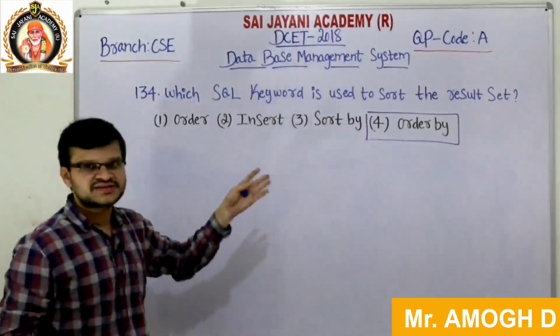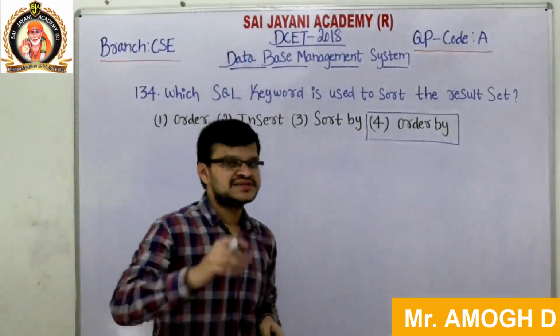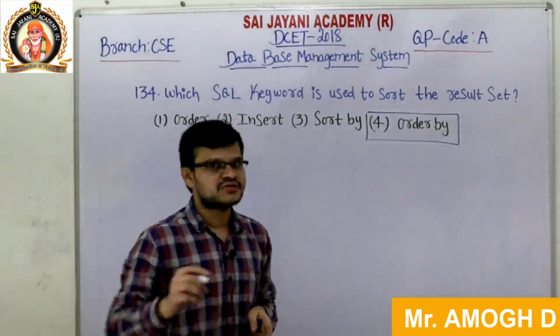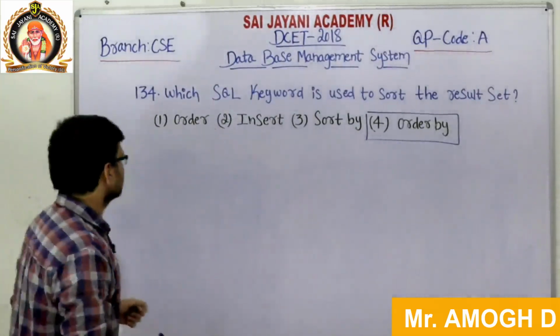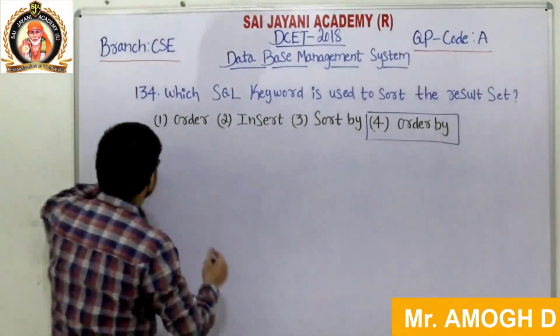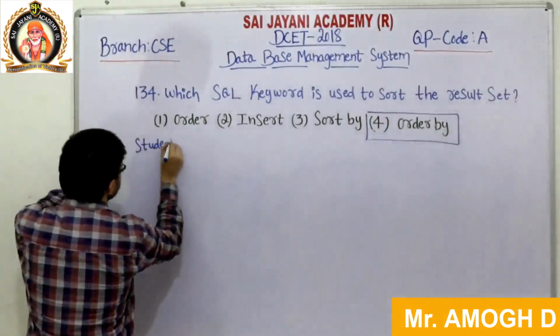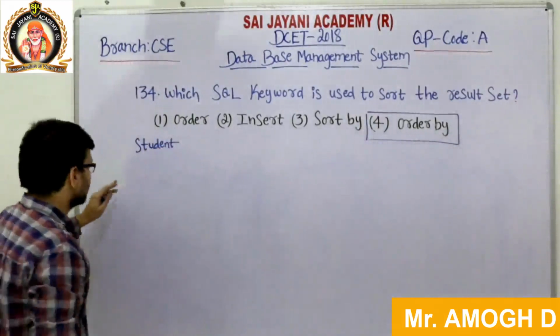Order by is a keyword which is used to sort the result set, or the result table, in ascending order or descending order. Consider one example. Here we are taking one table. The table name is student. We are taking a student table.